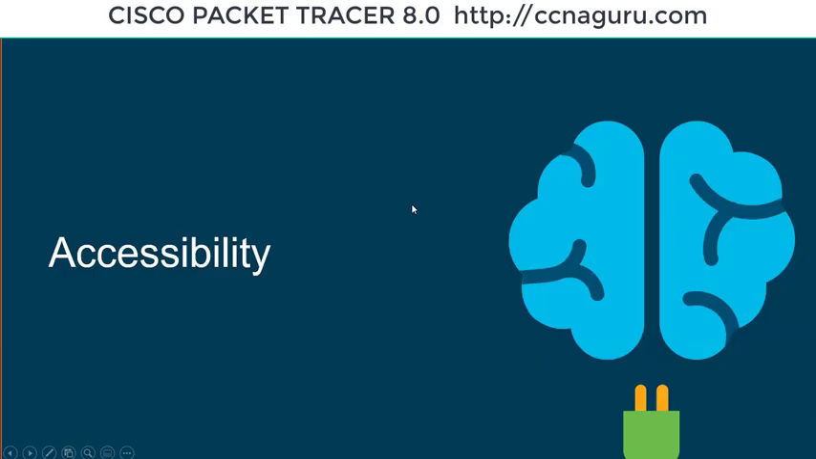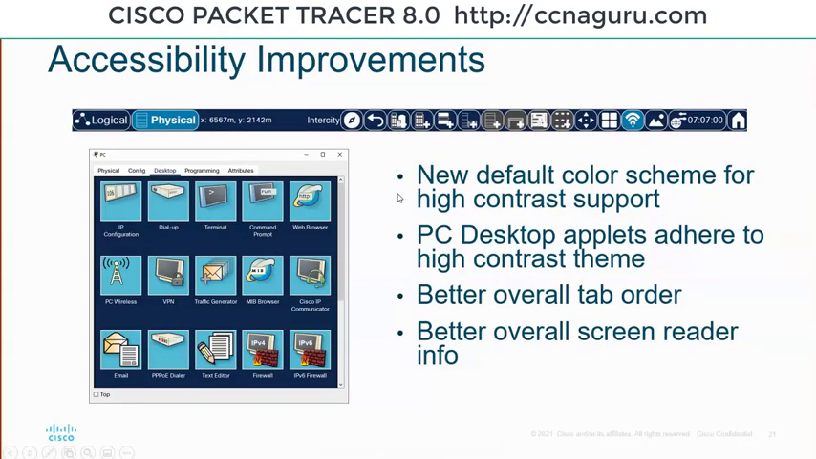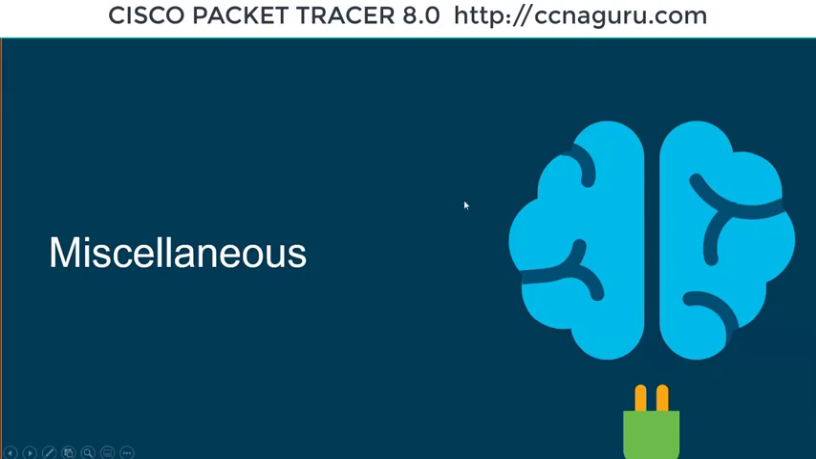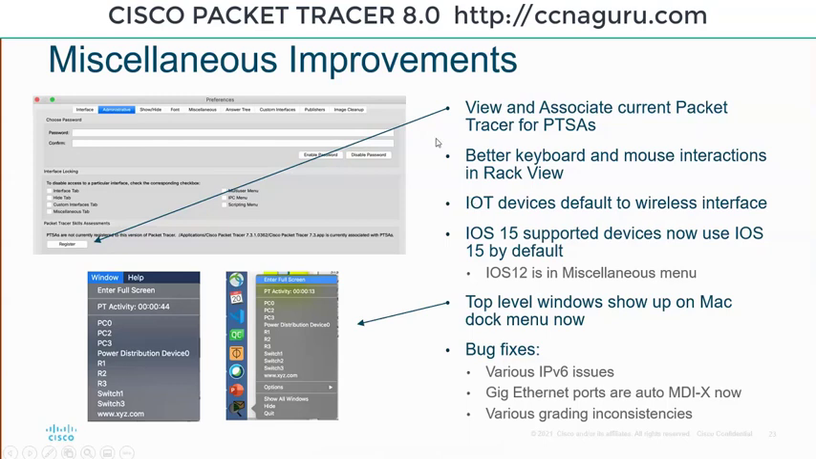Good. So some other important updates: accessibility. Accessibility includes a new default color scheme for high contrast support, which makes Packet Tracer easier to use for all categories of users. And also PC desktop applets adhere to the high contrast theme. And overall, the tab order is improved and there is better screen reader support. That's for accessibility. And regarding miscellaneous, there are a couple of smaller enhancements. I also wanted to go over them.